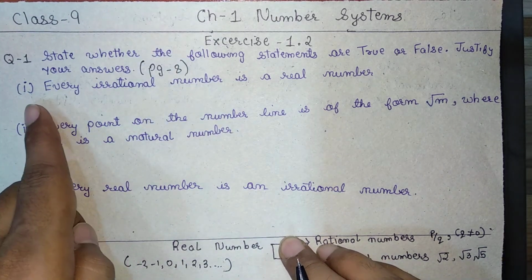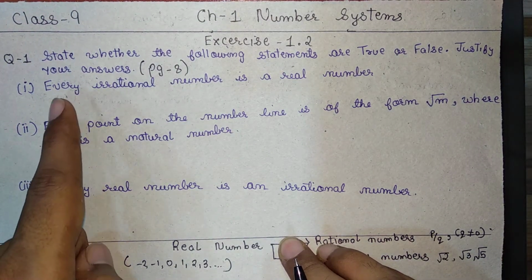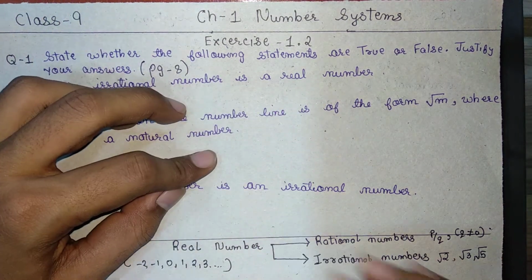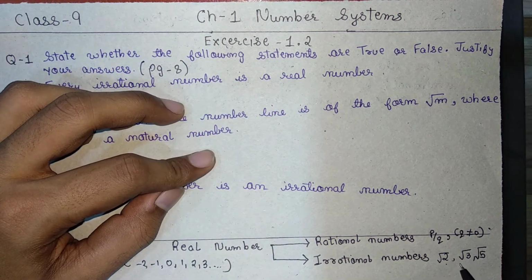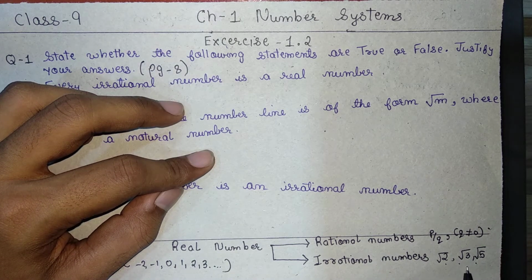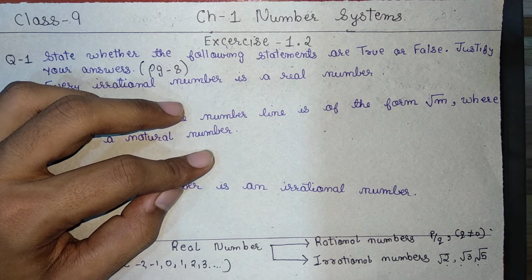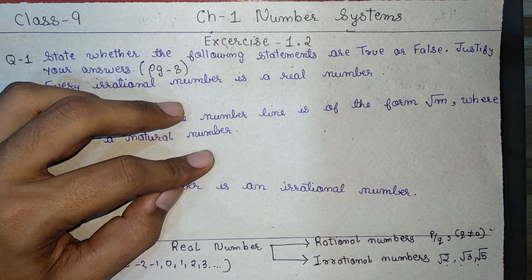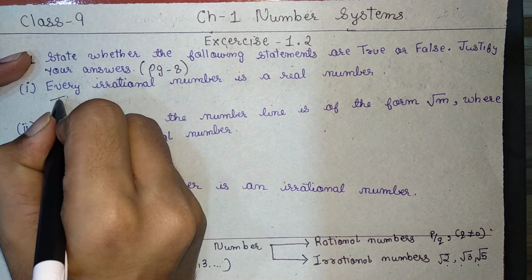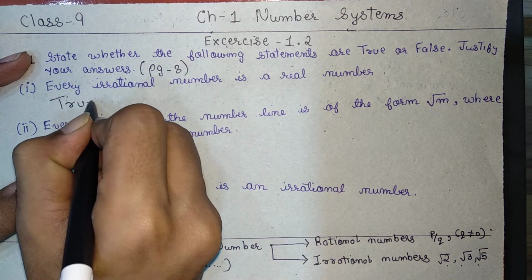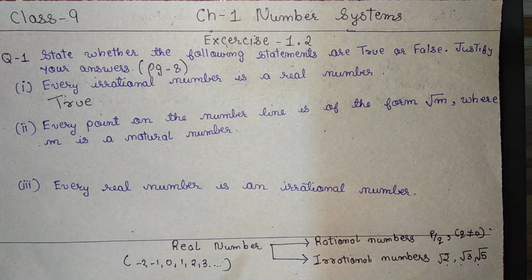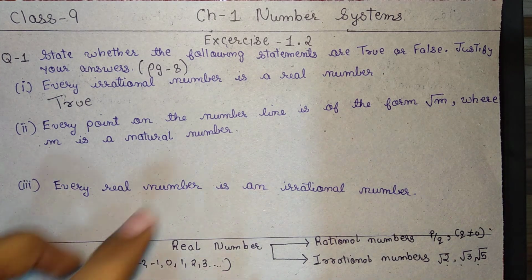Okay, so let us start the first question. The first question is, every irrational number is a real number. Each and every irrational number is a real number. Yes, every irrational number is a real number, definitely. So this statement is true.